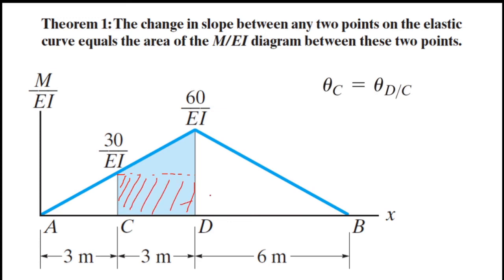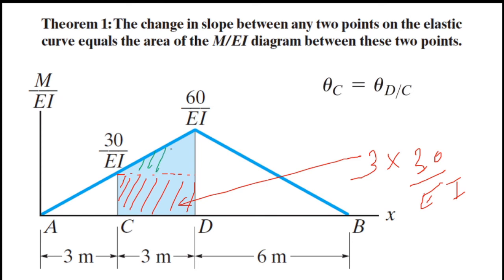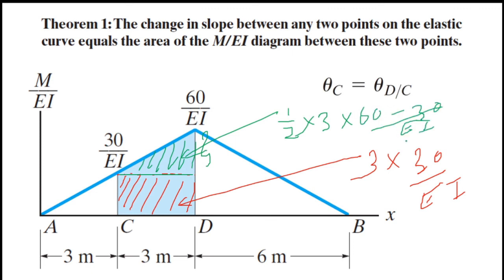So it is a rectangle. So its area is 3, this length, times this height, 30 over EI. Next I will find this area. It is a triangle. So its area equals half times this length. It is 3, times this height. So this height is 60 minus 30 over EI. Next, I just have to get the sum of these two.